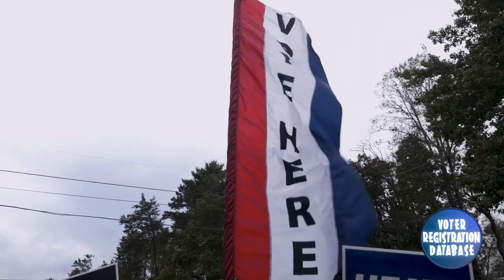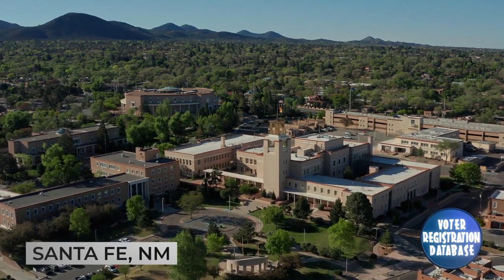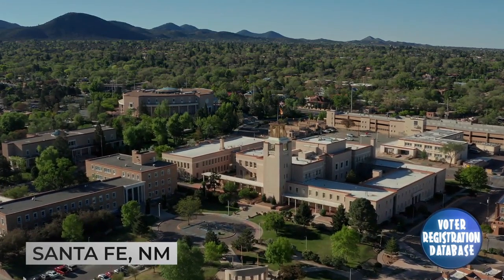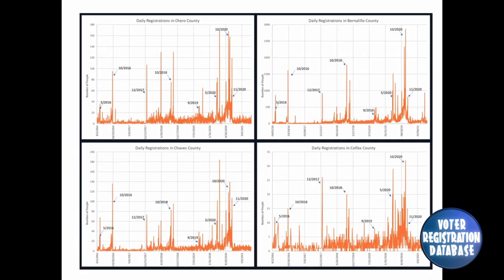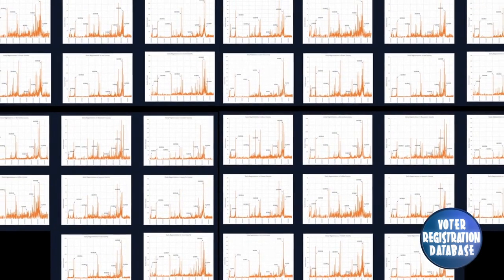So the first pattern I looked at is our Secretary of State publishes how many people are registered in every county and every precinct on a monthly basis. So I started by plotting that, and I found that all of the counties would change by approximately the same percentage every month. This enormous buildup in registrations in every county, and they're all going together in unison, all 33 of them.